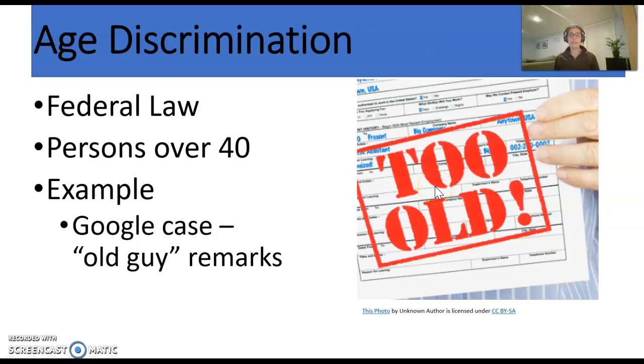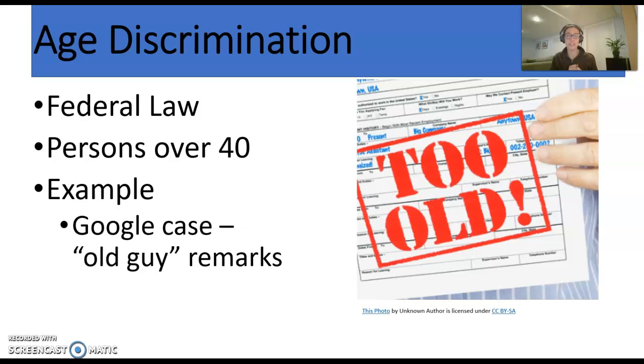The next law I want to mention is age discrimination. I did not create a separate project on age discrimination because it's kind of a smaller case. But there are discrimination laws protecting individuals on the basis of their age. Now, here's a fun little fact. This law only protects older persons.